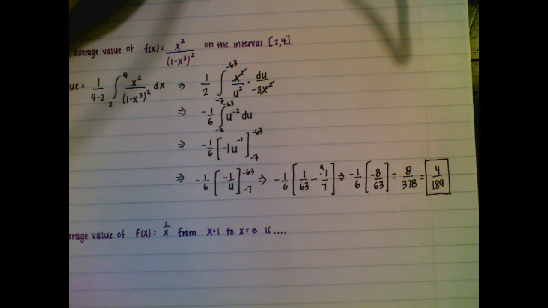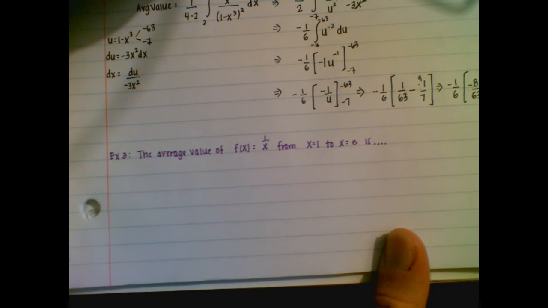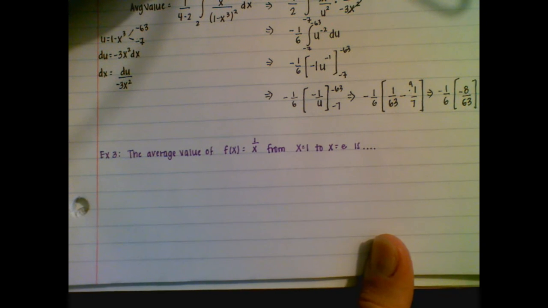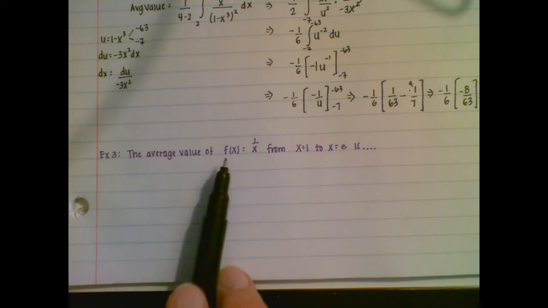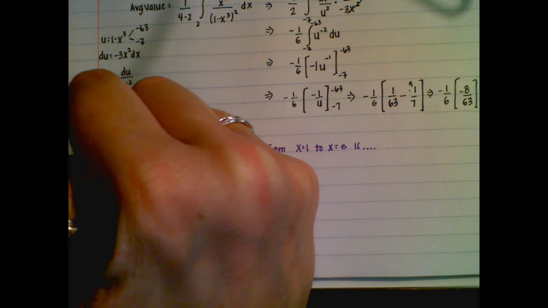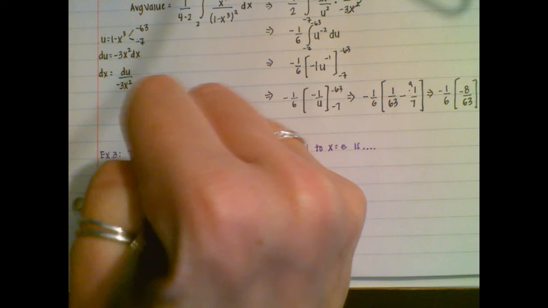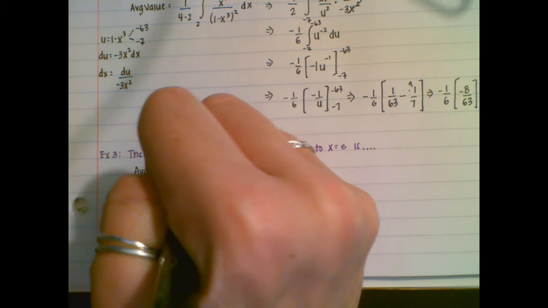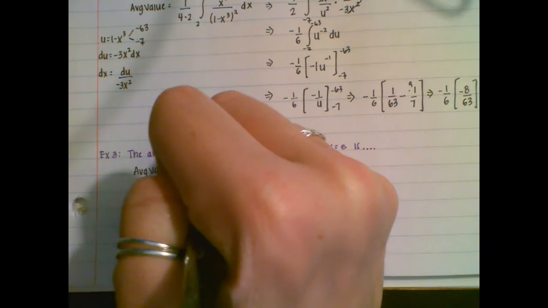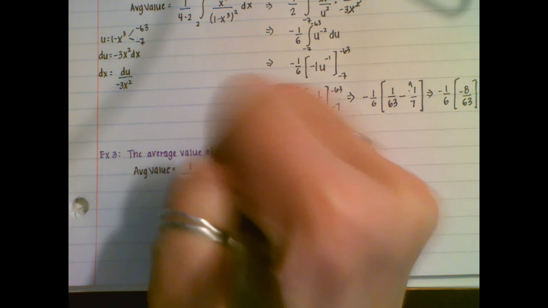Okay, and my last example actually has to do with some natural logs, which is kind of the most recent topic that we covered in class. So the average value of our f of x is equal to 1 over x from x is equal to 1 to x is equal to e is, so we're going to go ahead and set up our average value. That'll be 1 over e minus 1 times the integral from 1 to e of 1 over x dx.